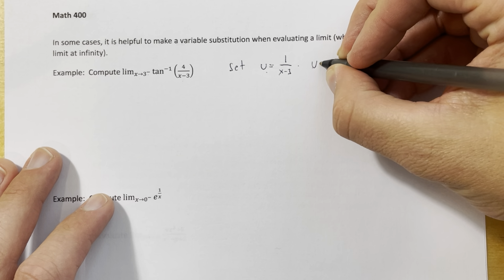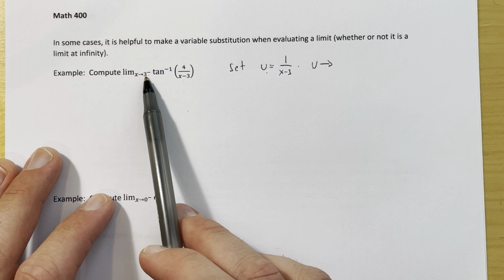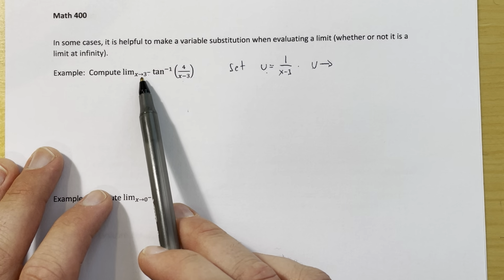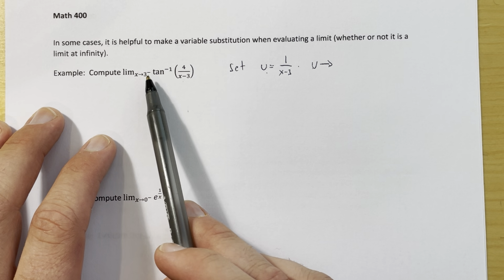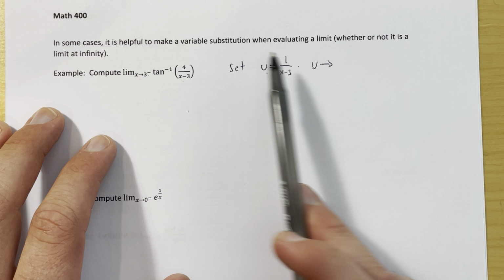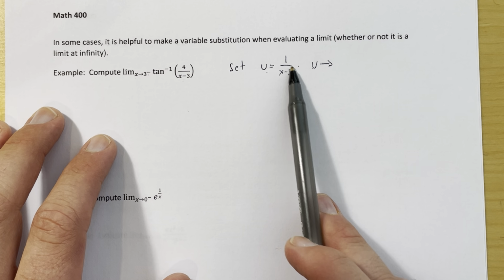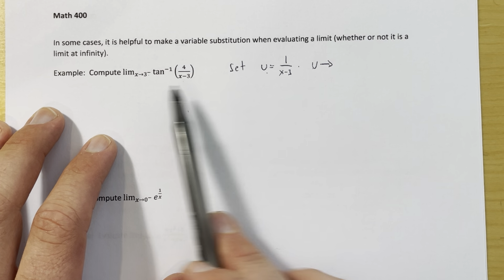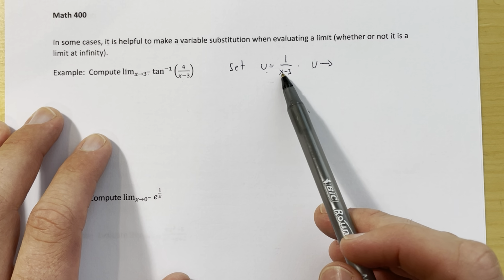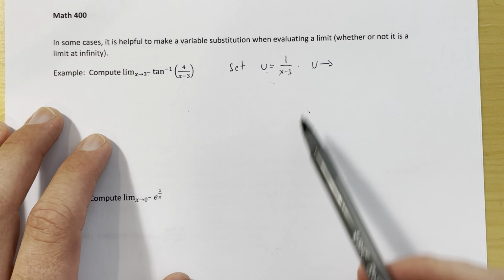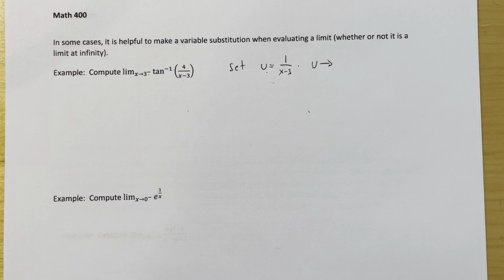So u is going to be approaching what? Well, if x is approaching 3 from the left, remember we're using numbers that are smaller than 3 to approach 3. So 2.9, 2.99, 2.999, and so on and so forth. So this x right here, if I'm doing this numerically, is always going to be smaller than 3. So if I subtract 3 from it, it's going to be a negative number. As I approach 3 from the left, every number that I would use to do that is going to give me a negative denominator. And the reciprocal of a negative number is still a negative number. So u is going to be a negative something, right?